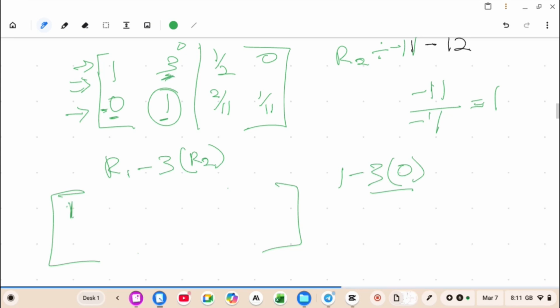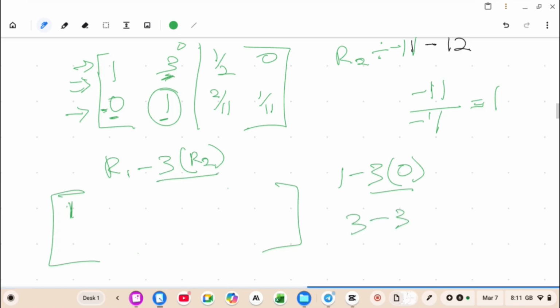We get to this side. 3 minus, we said 3 root 2. So 3, what's root 2? Our root 2 is 1. So 3 multiplied by 1 is 3. So 3 minus 3, we get 0. So we have our 0 here.